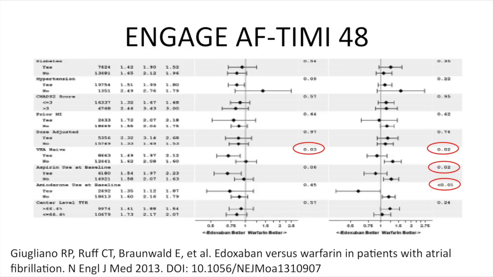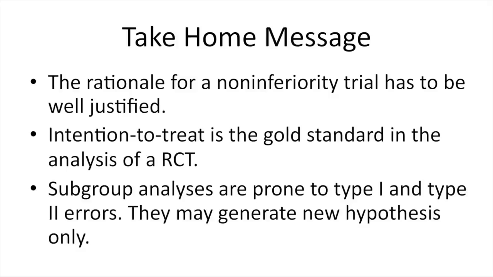Again, if we look at the significant p-values for interaction, we see VKA naive patients may have a particular benefit here, for example, or here. And here we see the smallest p-value for interaction was for amiodarone use. So we see here the group with amiodarone use had a higher or larger benefit than the other group, and there was almost no overlap of the confidence intervals. So this was really a highly significant interaction. So we should always look at the forest plots and also look at the p-values for interaction to make any conclusions.